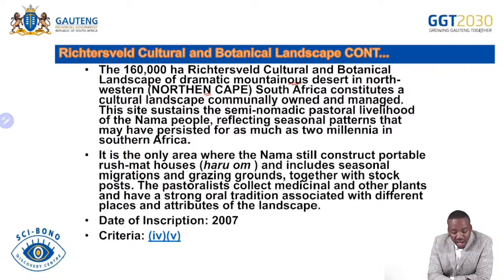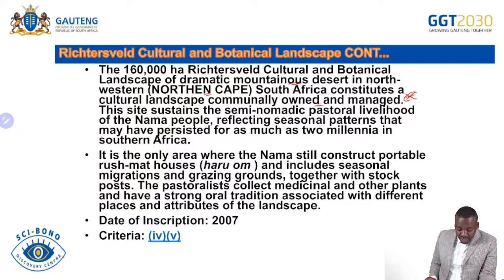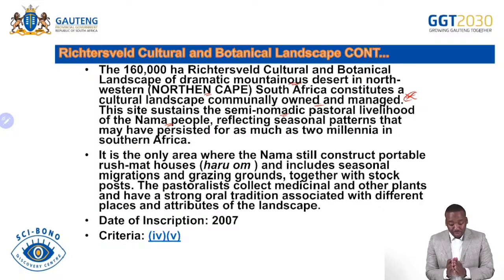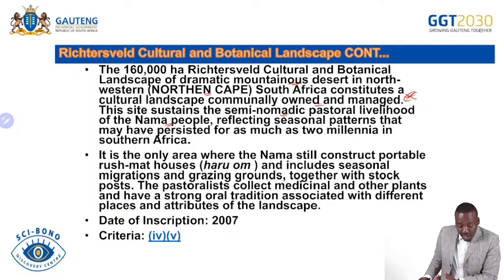It continues to be a cultural landscape, communally owned and managed, right? So the community there, it also has what? Some ownership of this particular World Heritage Site. This site sustains the semi-nomadic pastoral livelihood of the Nama people, right? Which is some part of the Khoisan people, but they are known as what? As the Nama people, meaning when you go there, you are also going to learn about the Nama people, reflecting seasonal patterns that may have persisted for as much as 2 millennia in Southern Africa.